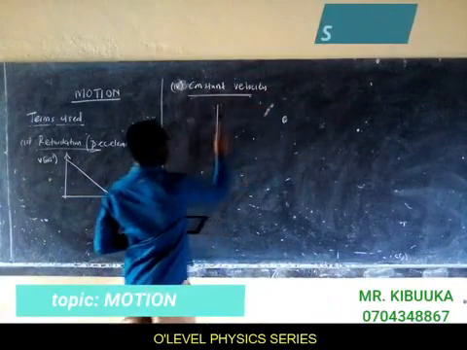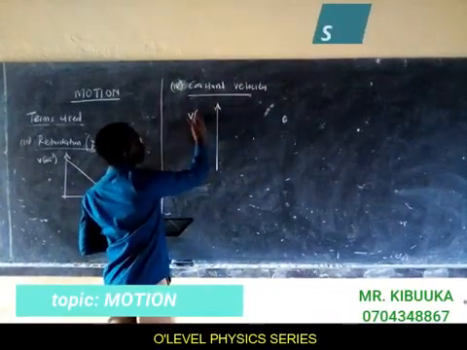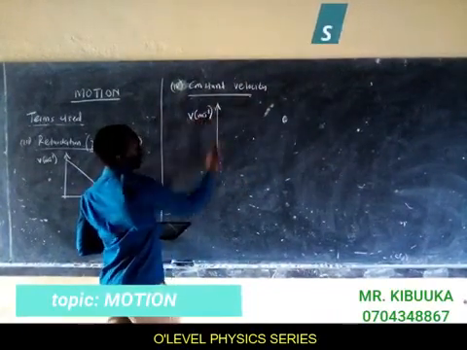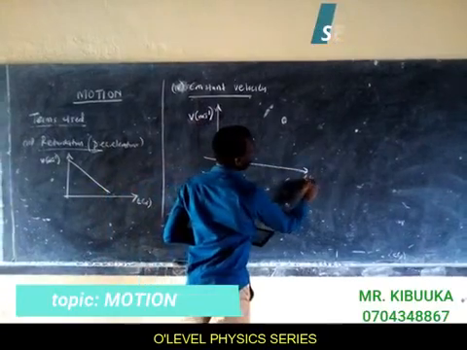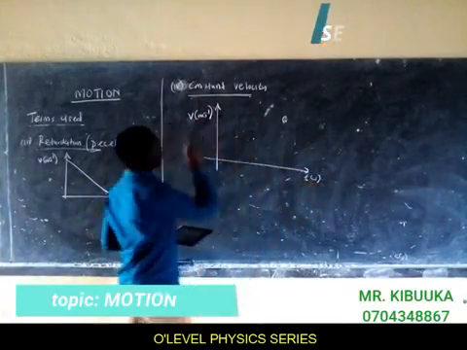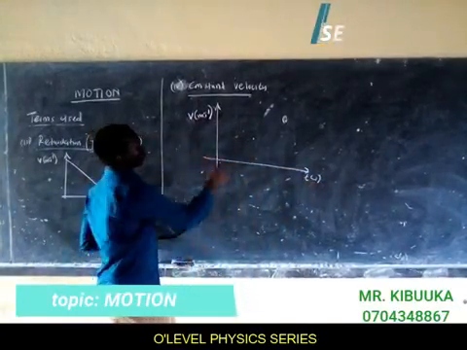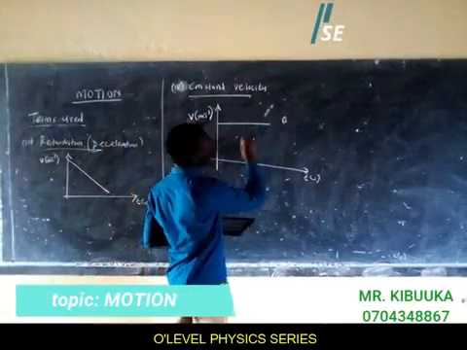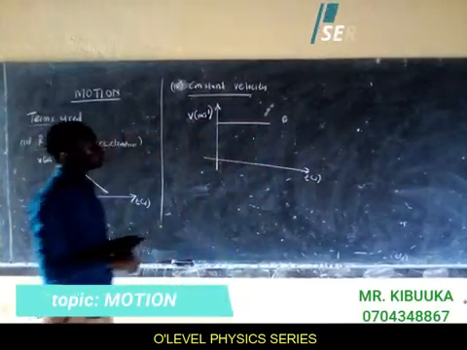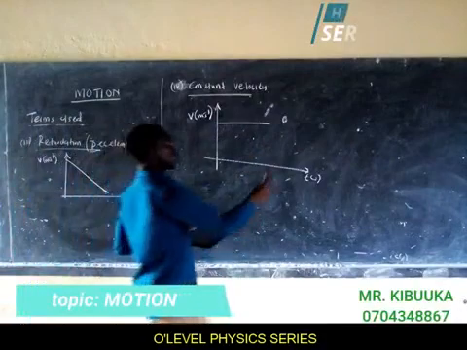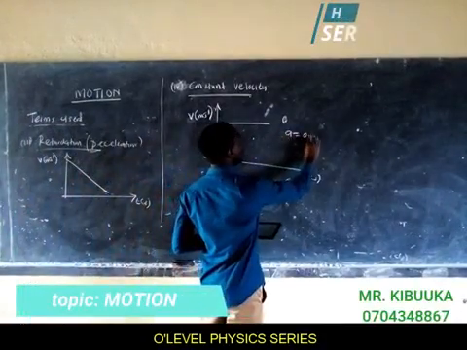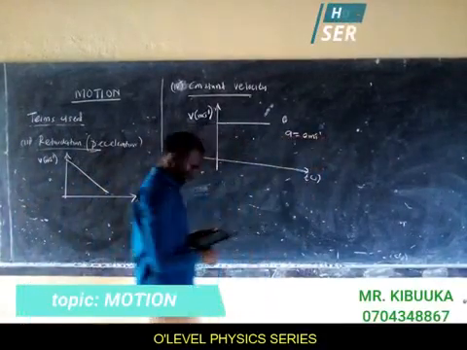Now, if I draw a graph of velocity in meters per second, again it's time in seconds. For constant velocity, the graph is a straight line graph. This means you have no acceleration. For constant velocity, we have zero acceleration. A becomes 0 meters per second.